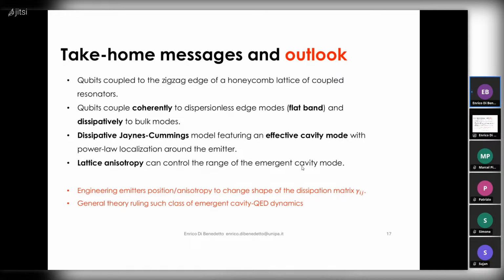As an outlook, we would probably like to study again the fact that you can engineer the shape of the dissipation matrix just by changing the spacing, the distance between the emitters, and also explore what happens if you change the shape of the edge, if you introduce some other defects, and derive a general theory ruling such a class of cavity-QED effective models.